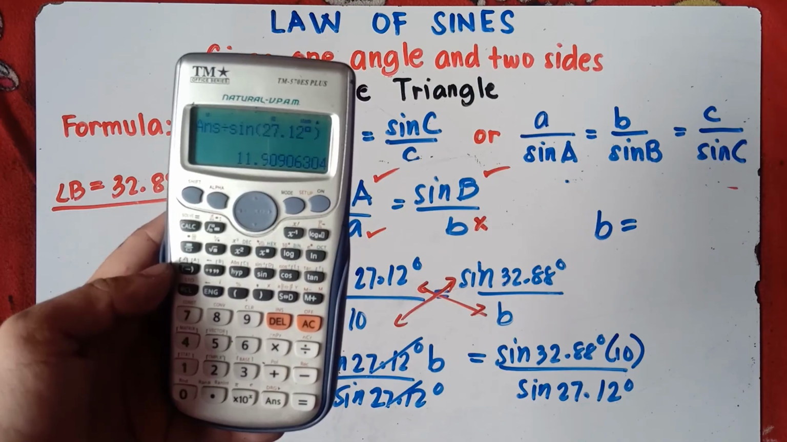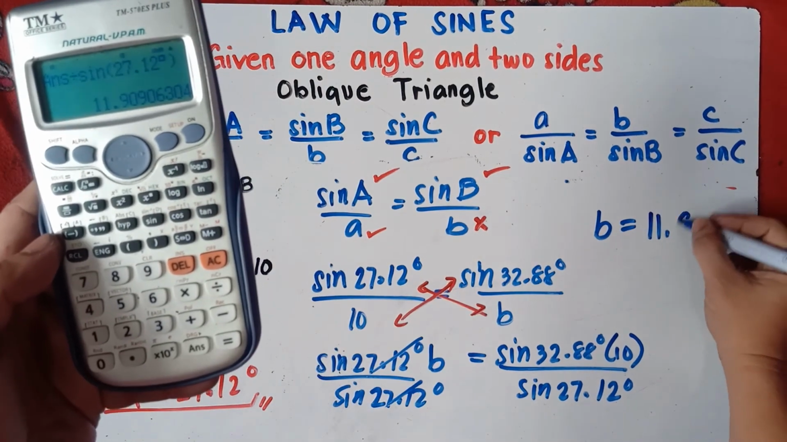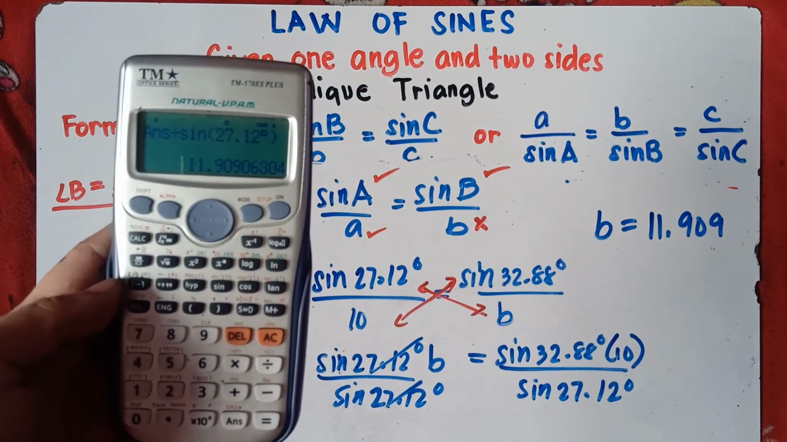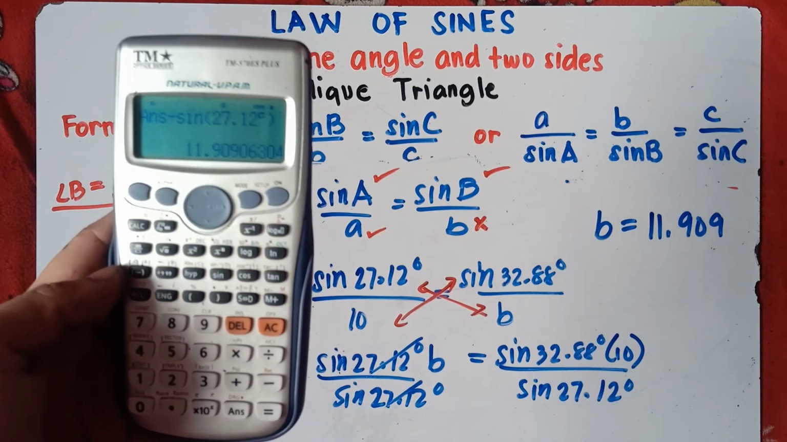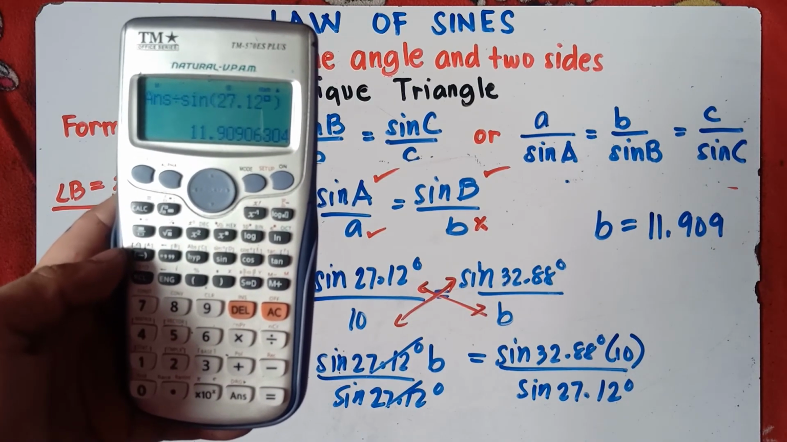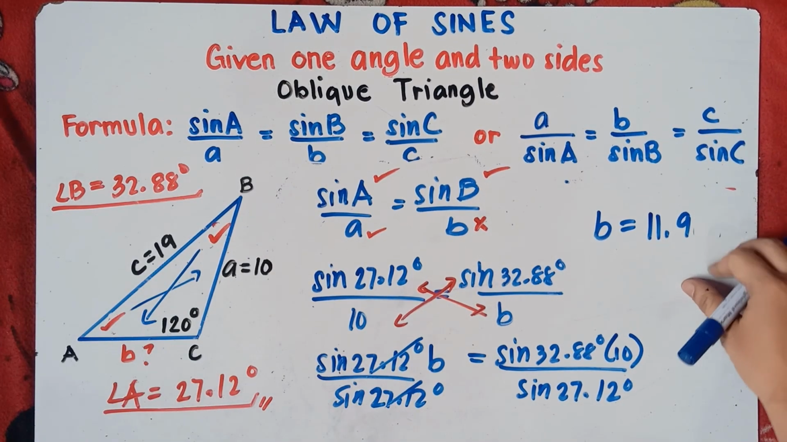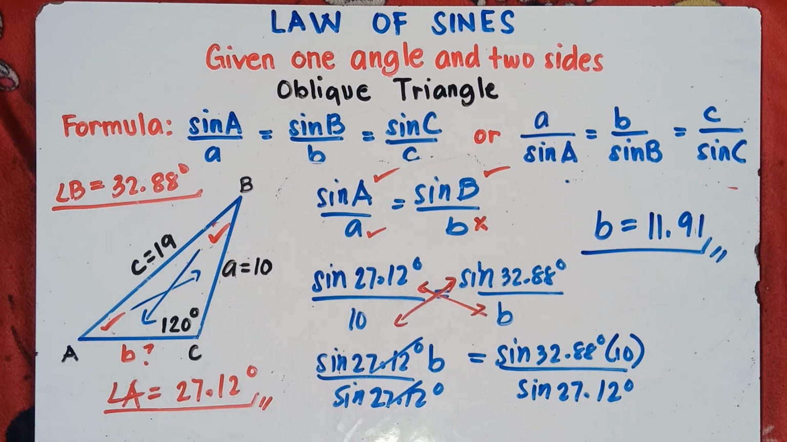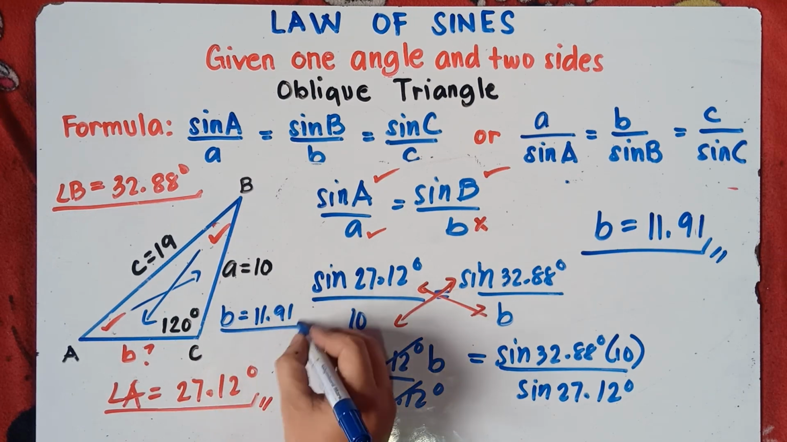So you will have 11.909. After the 0, that is 9, therefore we need to round up. This will be 11.91, two digits. That's the value of B. So B equals 11.91. That's it, class.